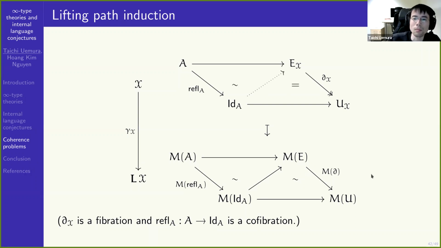Then, because X is fibrant, we can lift this diagonal filler. But in this case, the upper triangle is only commutative up to homotopy. But it can be made strict because the reflexivity constructor is a cofibration. Precisely, it is a monomorphism, and monomorphisms are cofibrations. So we can make it strict, so it works.